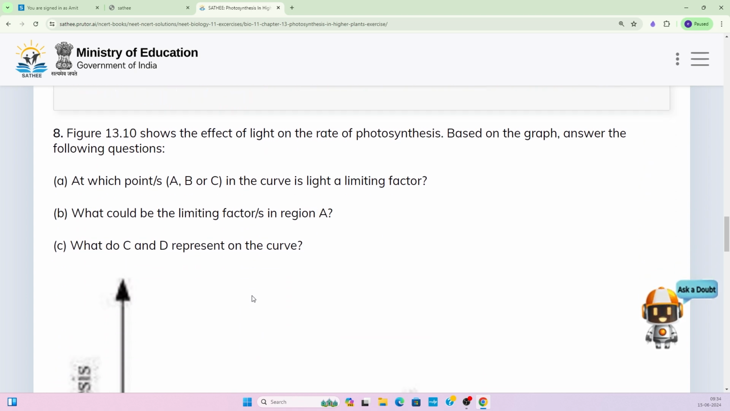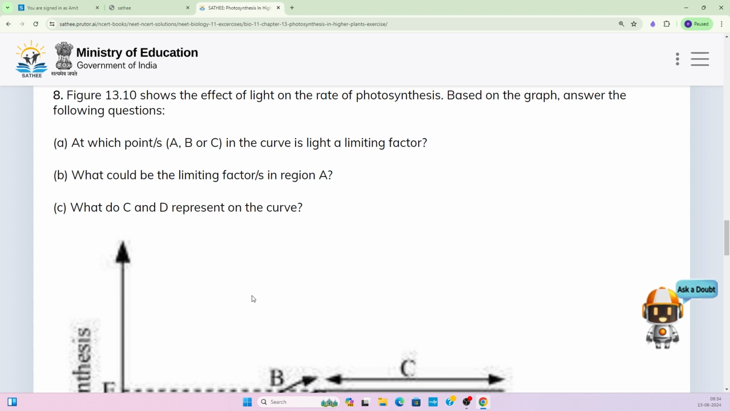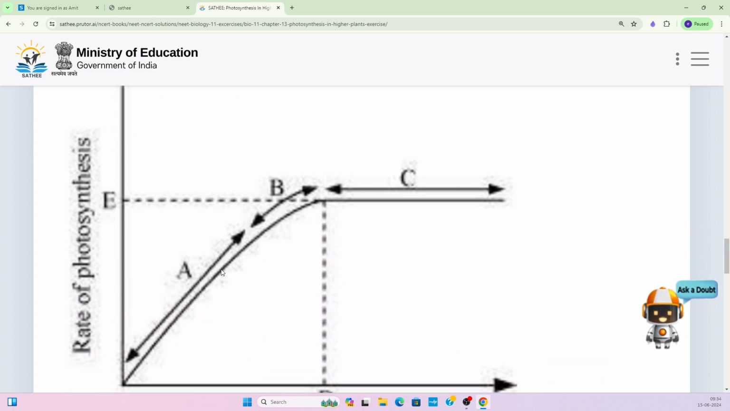Okay, so here comes the figure-based question. Figure 13.10 shows the effect of light on the rate of photosynthesis. So here we are going to discuss the rate of photosynthesis. Based on the graph, answer the following question. At which point A, B, C in the curve is light a limiting factor? Which part is showing the limiting factor?